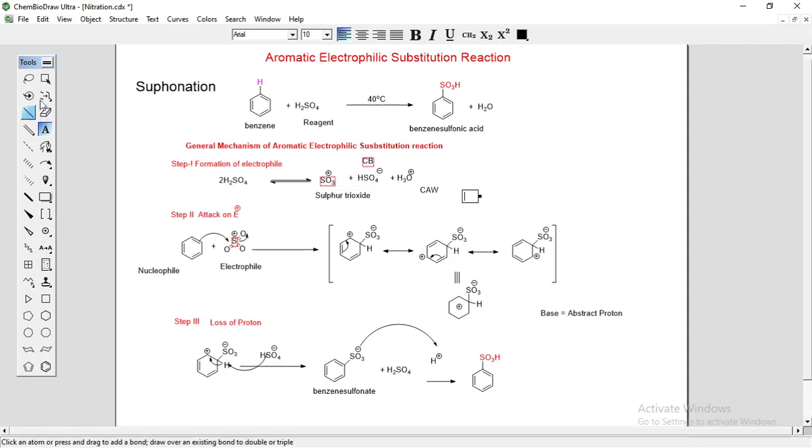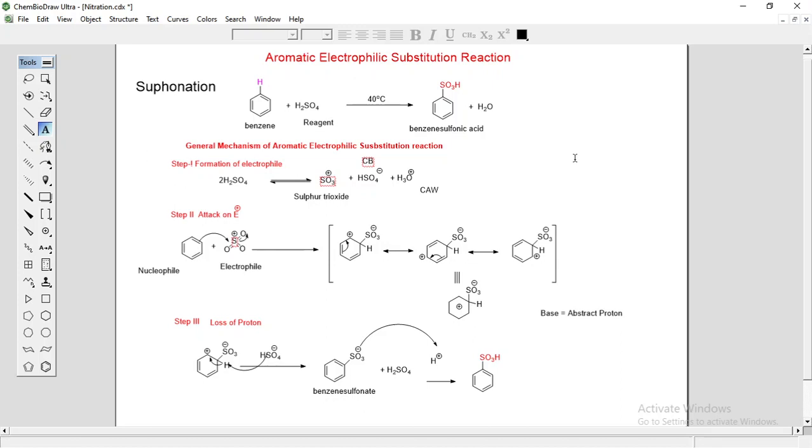Sulfur trioxide is your electrophile, then you will get HSO4 minus, which is the conjugate base of H2SO4, then you will get H3O plus, the conjugate acid of water. So this is the first step, formation of the electrophile.